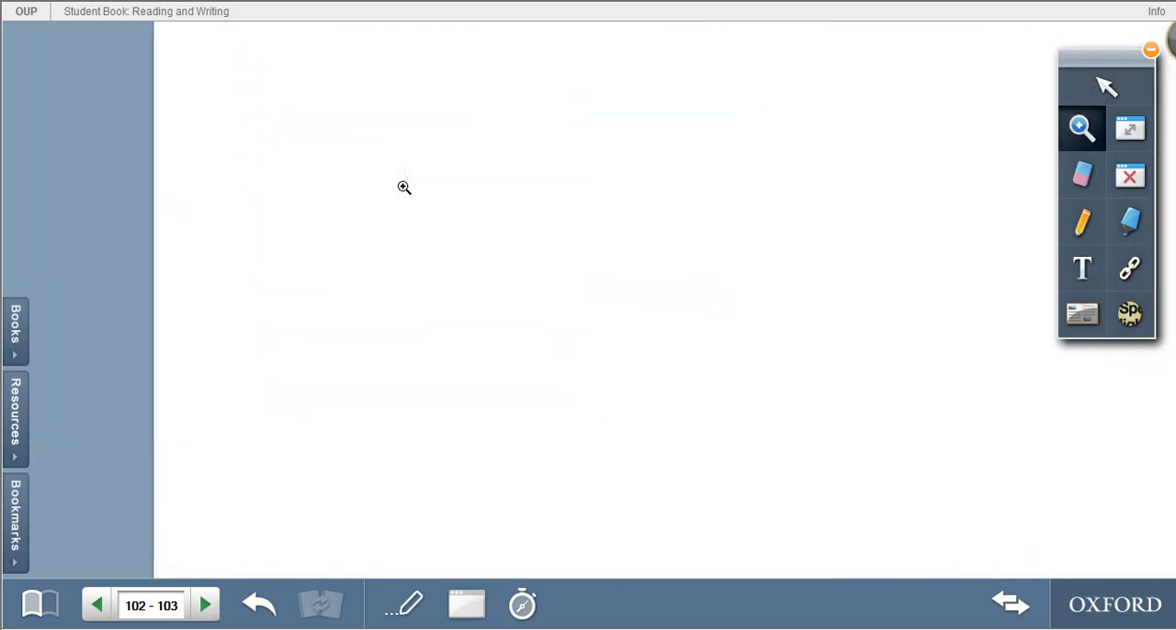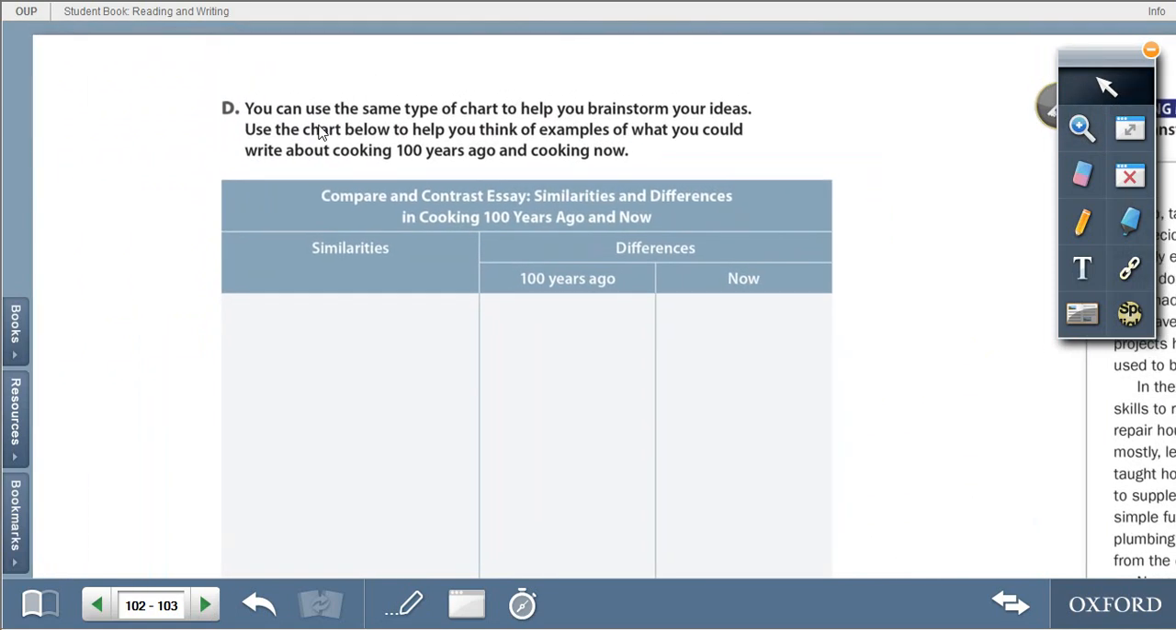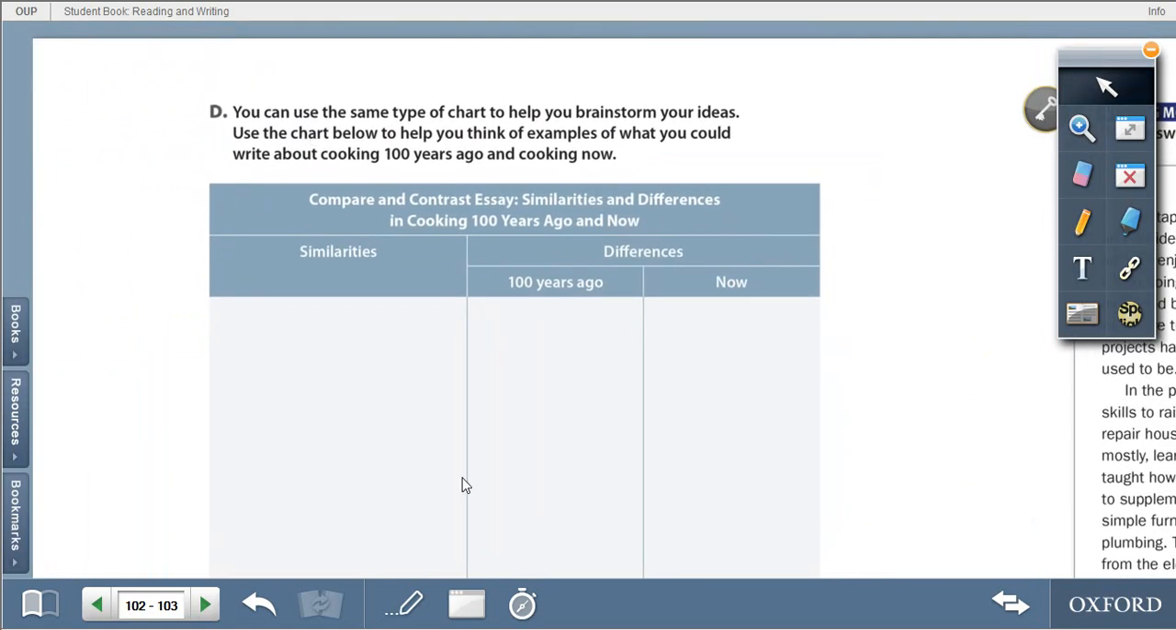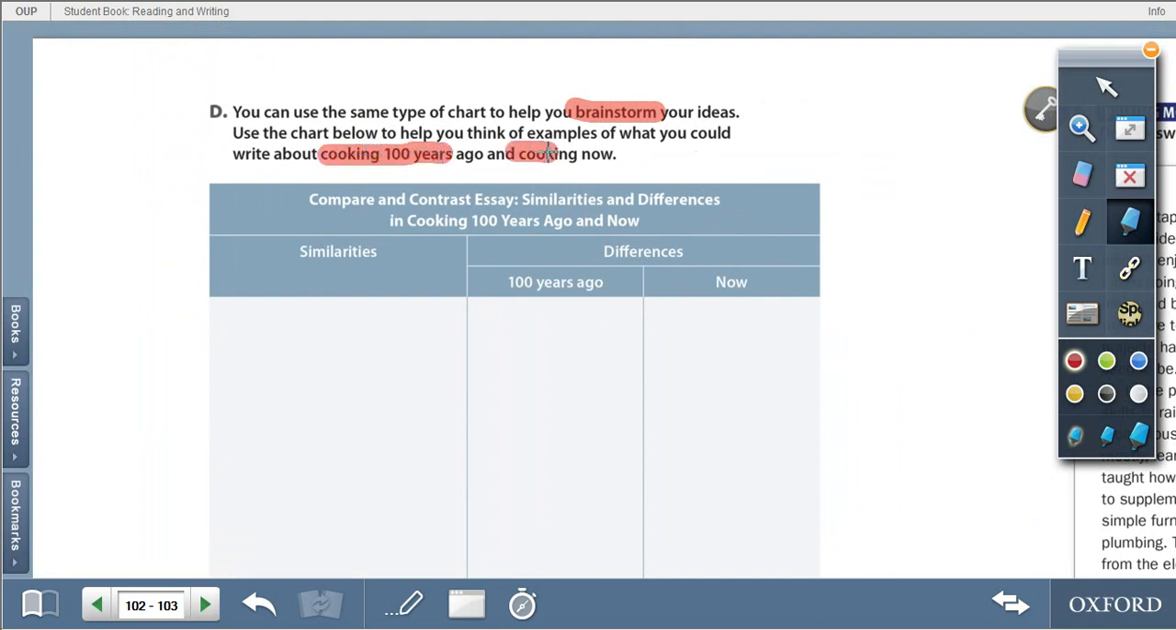Then we have to move to exercise D. It is on page 102. Here you can see the same type of chart to help you brainstorm your ideas. Brainstorming means giving your own ideas from your brain. Use the chart below to help you think of examples of what you could write about cooking 100 years ago and cooking now. It is important. For example, similarities: in cooking, people still cook using wood, fire, to cook meat and other things.